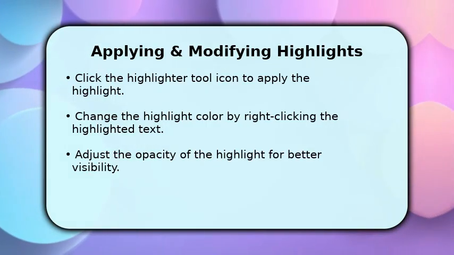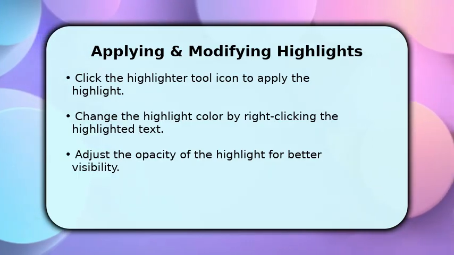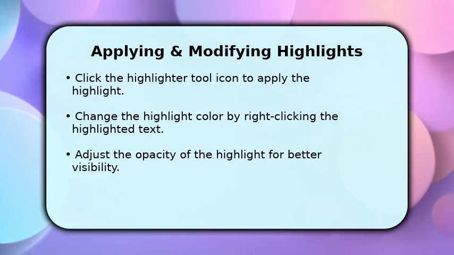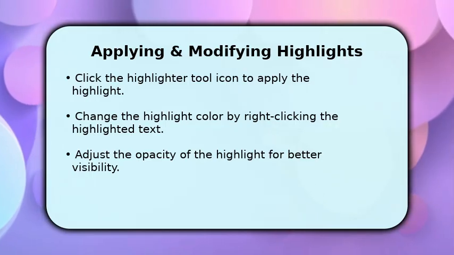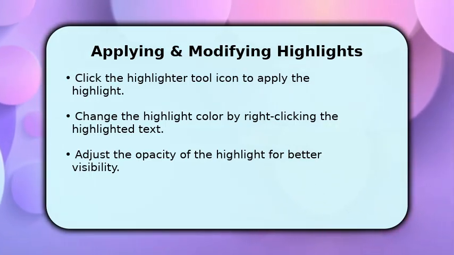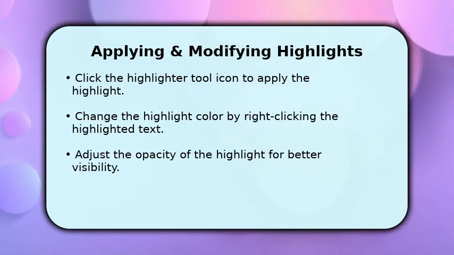To change its color, right-click the highlighted section. A small pop-up menu will appear, offering various color choices. You can also adjust the highlight's opacity, making it more or less transparent, which is useful for underlying text visibility. Experiment with these options to find your preferred visual style for annotations.